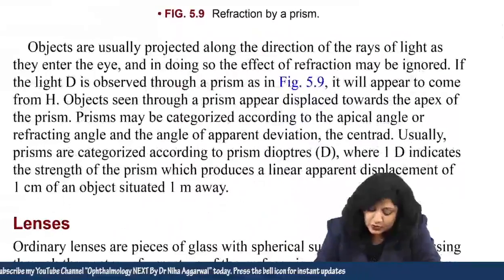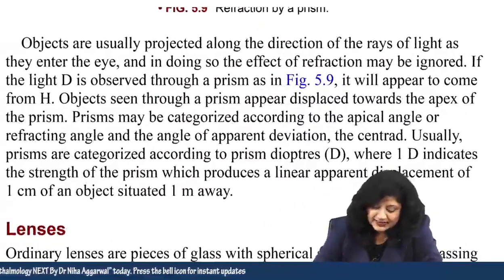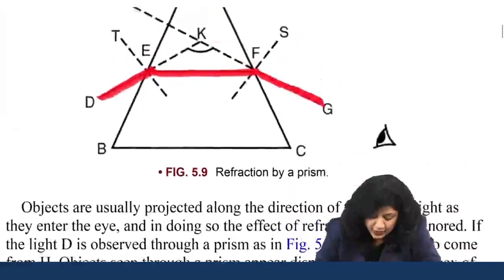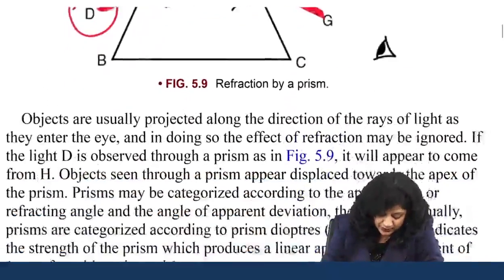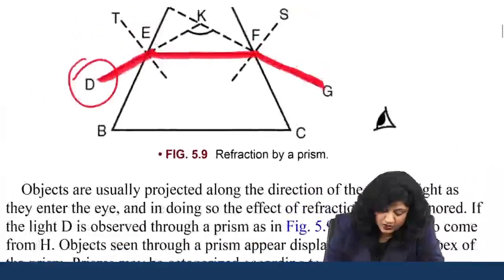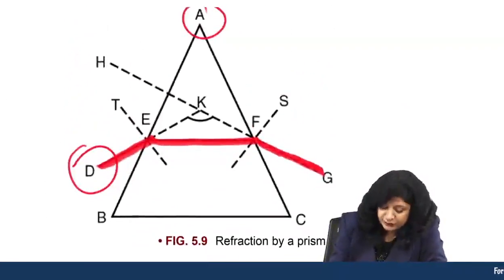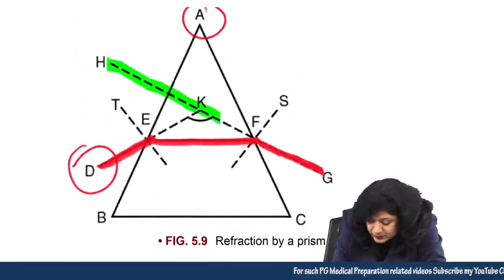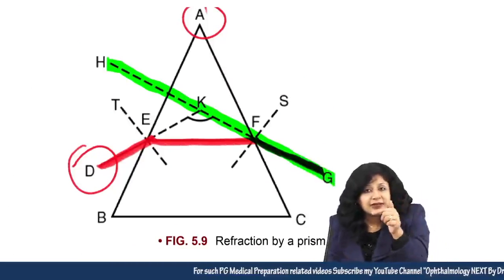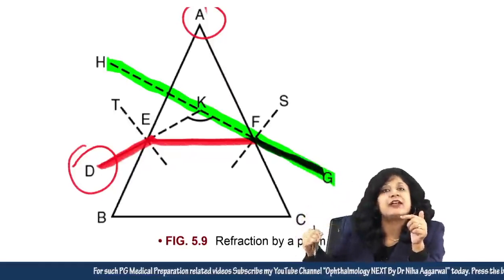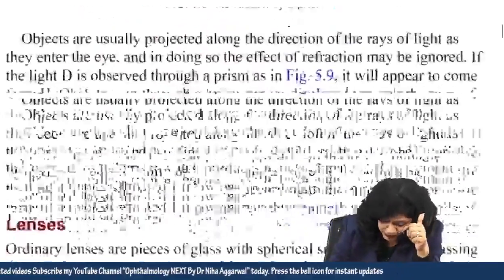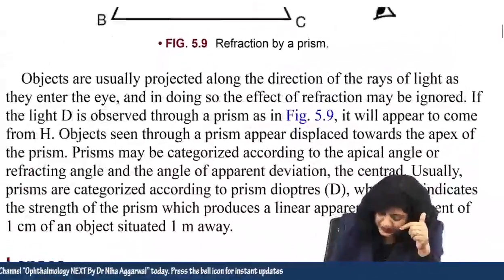Now, objects are usually projected along the direction of the rays of light as they enter the eye, and in doing so, the effect of refraction may be ignored. If the light D is observed through a prism, this is the light which they are observing. It will appear to come from the edge. Look at the path here. One is this path, and another is this path. When the light comes from D, it is refracted through DEFG. It looks as if it is coming from the edge, but actually it is coming from D.